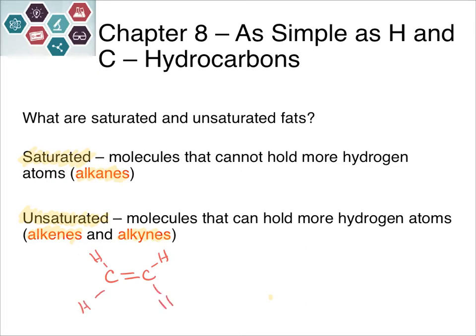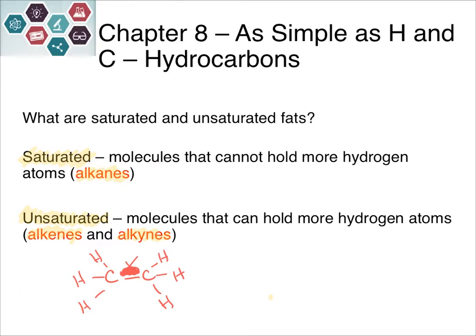So for example, if I have an alkene with the double bond, I can remove a double bond. I'm not making my molecule any smaller, but if I get rid of that double bond, now both carbons have space for more hydrogens to make it an alkane. So saturated alkanes, no way to put more hydrogen in without breaking the molecule into smaller pieces. Unsaturated, there's either a double or triple bond, alkene or alkyne, that could be removed to add more hydrogens in.